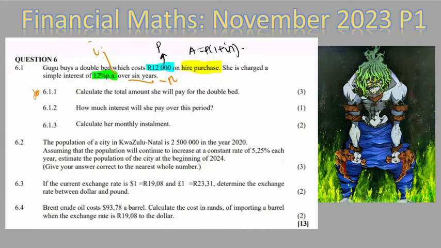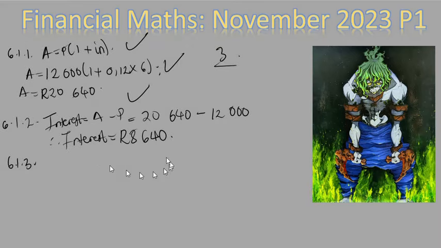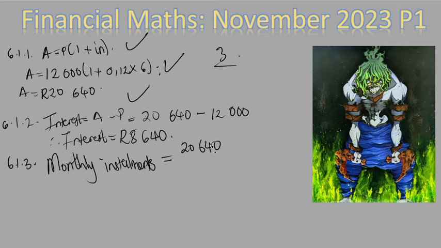And then 6.1.3, it says calculate her monthly installments. So for you to get the monthly installment, you want your A, right? Let me show you here. You're going to say monthly installments is equal to, you take your A. How much is your A? Your A is 20,640. You divide by the number of years.